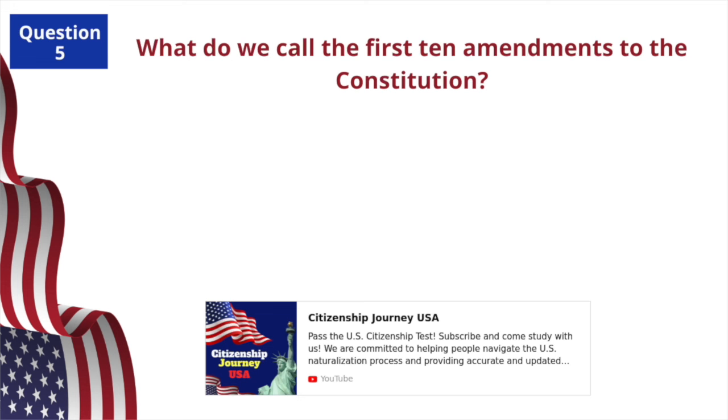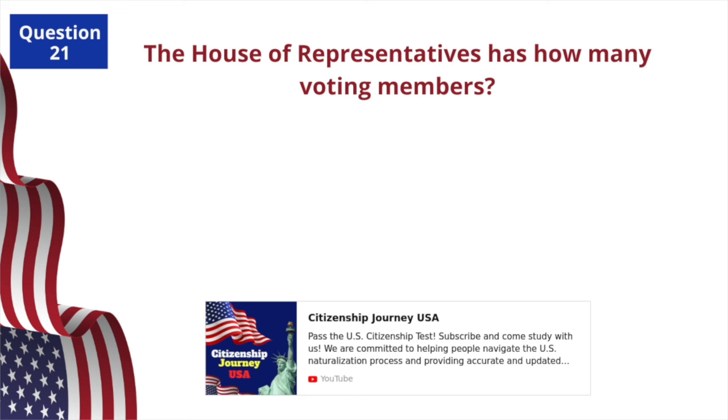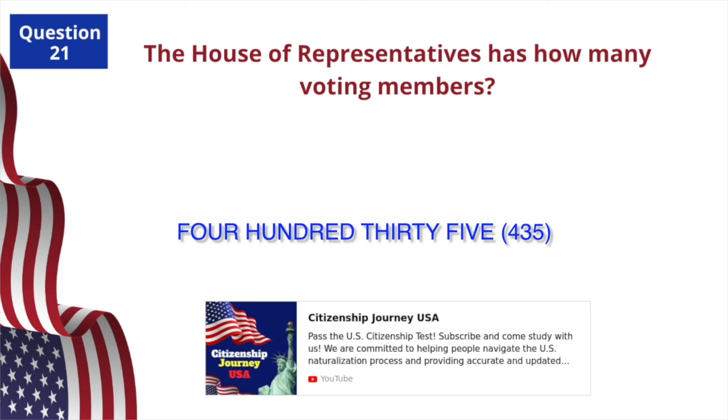What do we call the first 10 amendments to the Constitution? The Bill of Rights. The House of Representatives has how many voting members? 435.